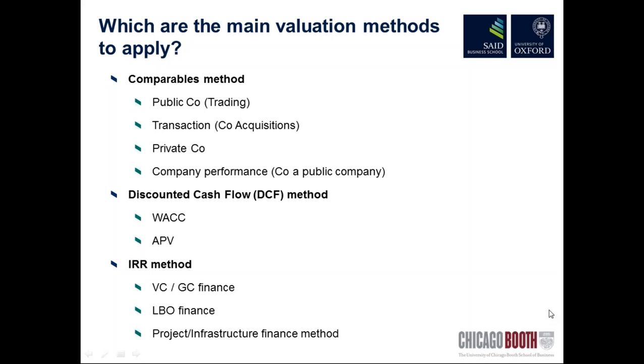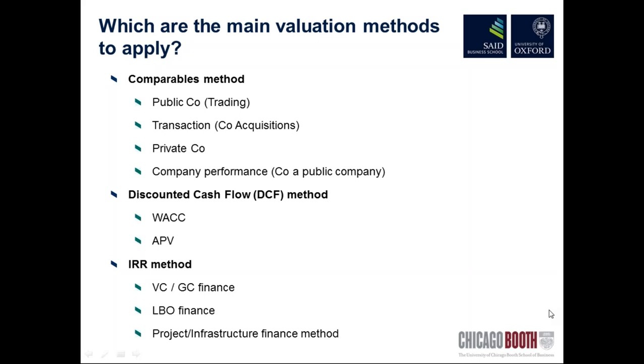In the comp side, you need to be able to analyze public comps, transaction comps, the value of the company, the private comps, and the company's performance. In the discounted cash flow side, you have WACC versus APV. There are a lot of cases that WACC is applying less. Constant capital structure WACC, does it apply to LBOs? APV is taking into consideration the changes in the debt and the capital structure.